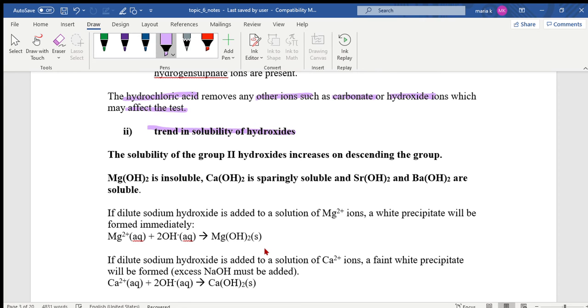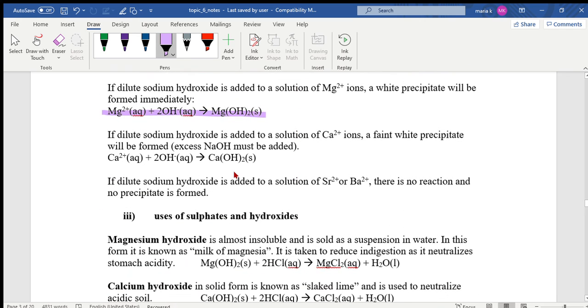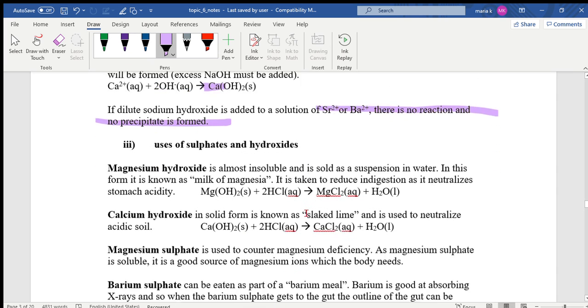Trend in solubility of hydroxides. We said as we go down the group, the solubility increases, from least to most. Magnesium hydroxide is nearly insoluble, but as you go down, it gets more and more soluble. So if dilute sulfuric acid is added, for calcium it will form a faint white precipitate because it's getting more and more soluble, and further down there is no reaction and no precipitate formed. So that's just something to note.